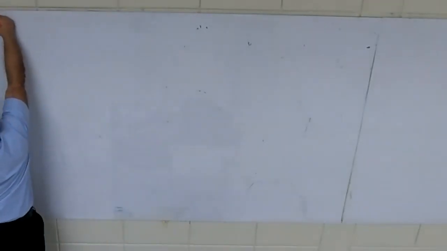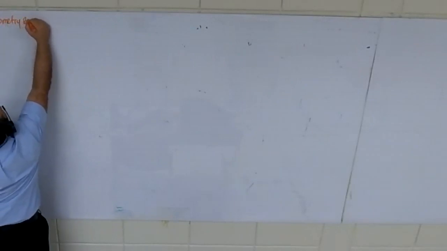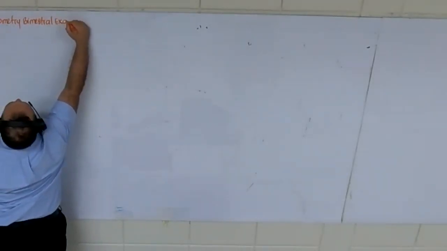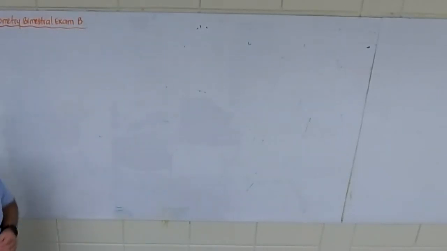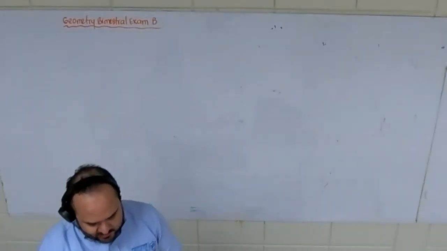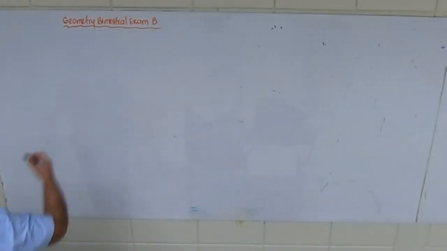Well, this is going to be the geometry bimestral exam B. All right. I'm going to move the camera a little bit to the left. All right, that's okay.